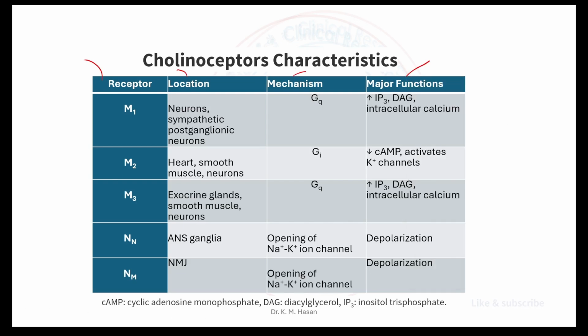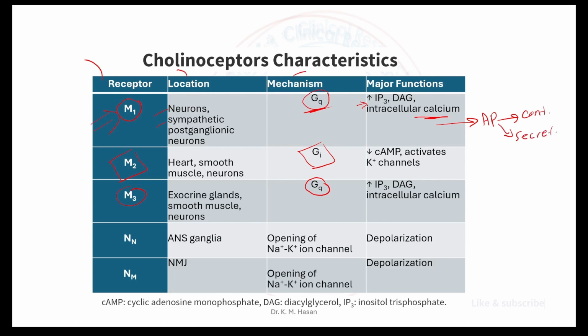As you can see here, the M1 receptor is available in the neuron, the sympathetic system, and the postganglionic neuron. M1 receptor works on the Gq protein. M3 receptor works on the Gq protein, if you like to remember that. However, M2 receptor works on the Gi protein. So M1 receptor leads to activation of Gq protein. This leads to increased IP3 and DAG, increased level of calcium, and this leads to action potential depolarization. It could be contraction, it could be increased secretion.